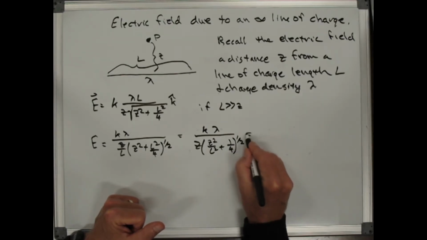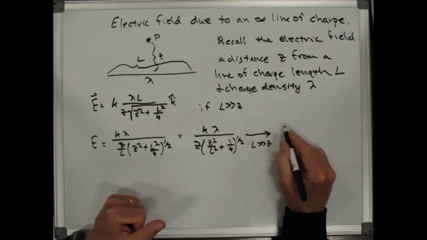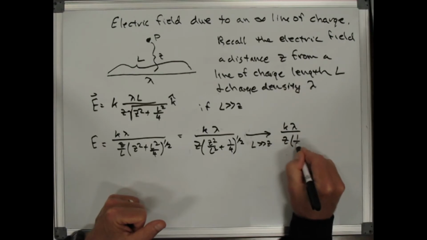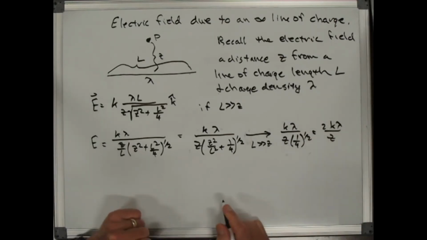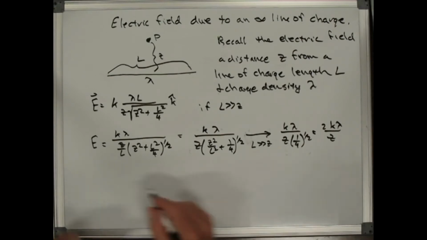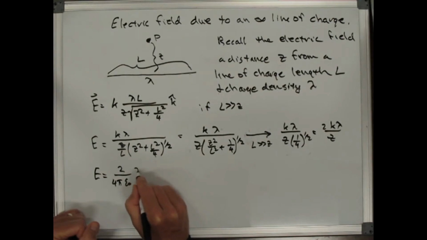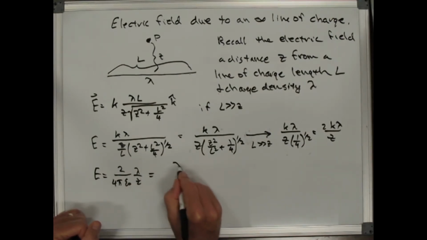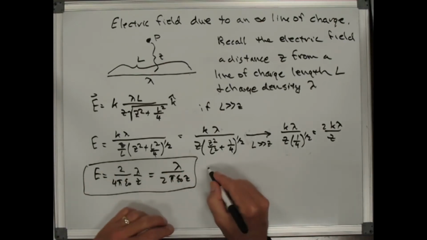So as L is much, much greater than Z, this becomes K lambda over Z times the square root of 1 over 1/4, or 2K lambda over Z. If we wanted to write that in terms of epsilon, it's 2 over 4 pi epsilon naught times lambda over Z, or lambda over 2 pi epsilon naught Z. And so this is the electric field due to an infinite wire.